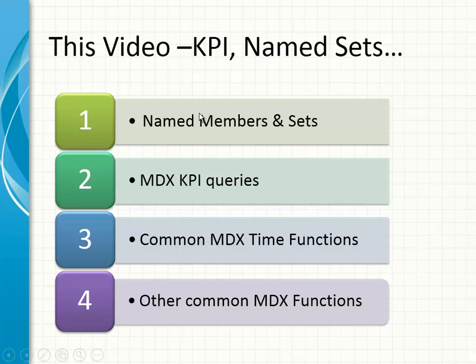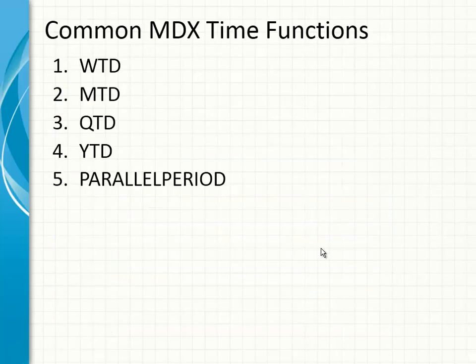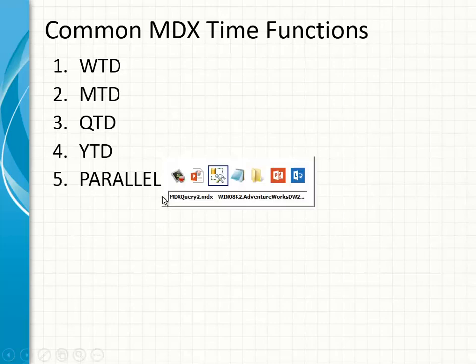The next item to cover is commonly used time functions in MDX. Some of them that we'll take a look at are week-to-date, month-to-date, quarter-to-date, year-to-date, and the parallel period. Parallel period, we also got a glimpse of that in the named members and the named set where we did a trend query. Let me switch to SQL Management Studio.